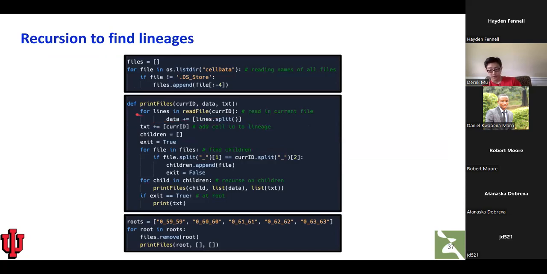Next, this recursive function, print files, was used to find all the cell lineages. So this function was run on each of the 5 starter cells down here. And each time the function was called, it would find the two daughter cells of the cell, and then it would recursively run the function on each daughter cell all the way until a leaf node was found. So this for loop would find all the children, the two children, and this for loop would then run the function recursively on each of the children.